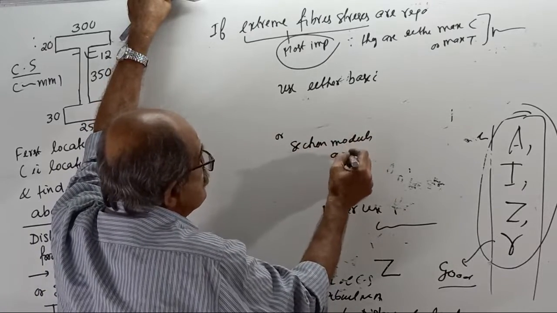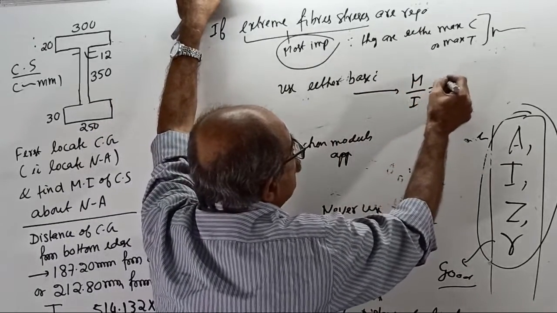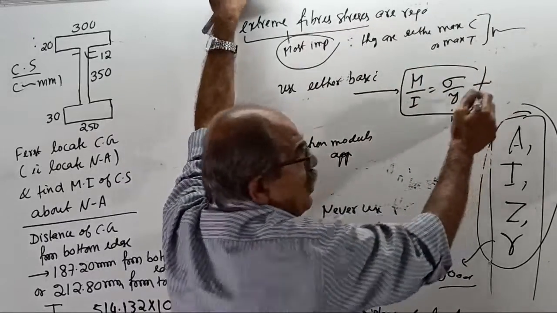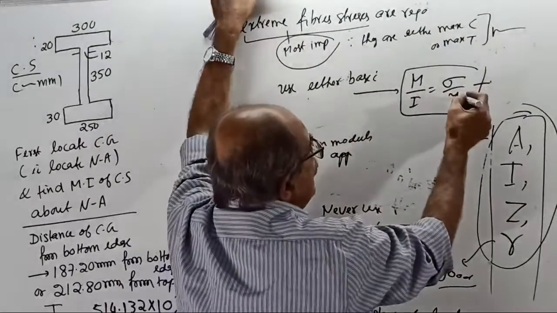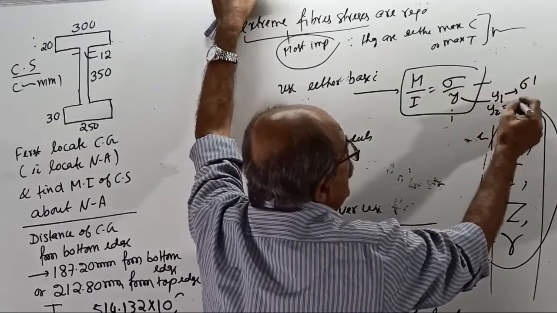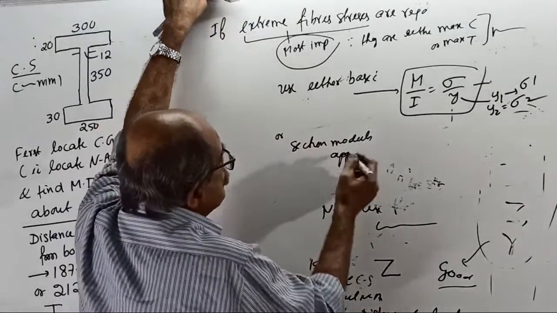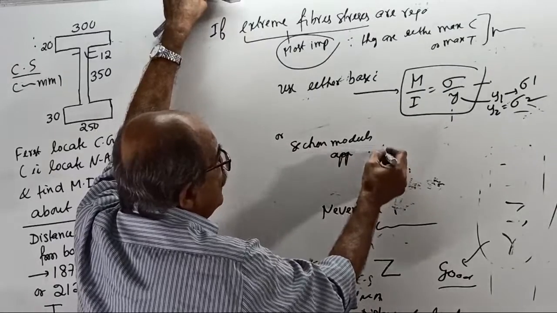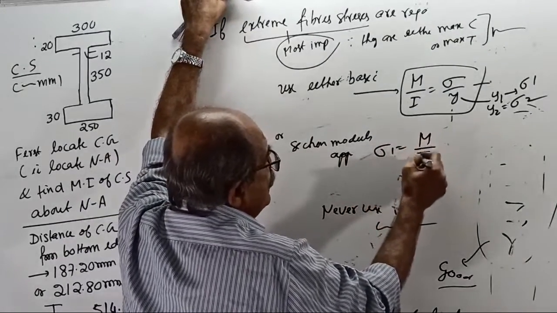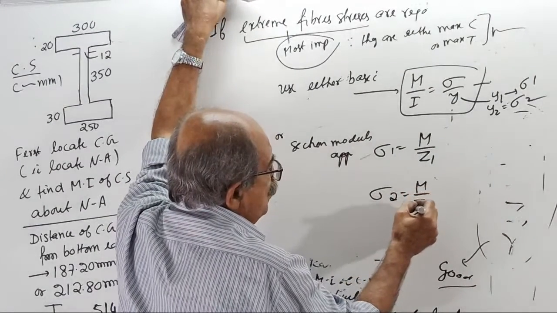Okay. Basic equation is M by I equal to sigma by Y. This can be used anywhere. Here, write Y equal to Y1, get sigma 1; Y equal to Y2, get sigma 2. Or you can use the section modulus approach where sigma 1 equal to M by Z1, sigma 2 equal to M by Z2.